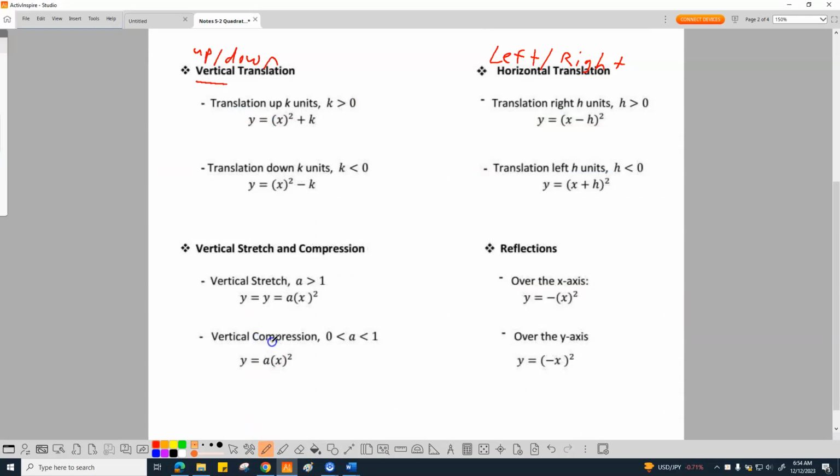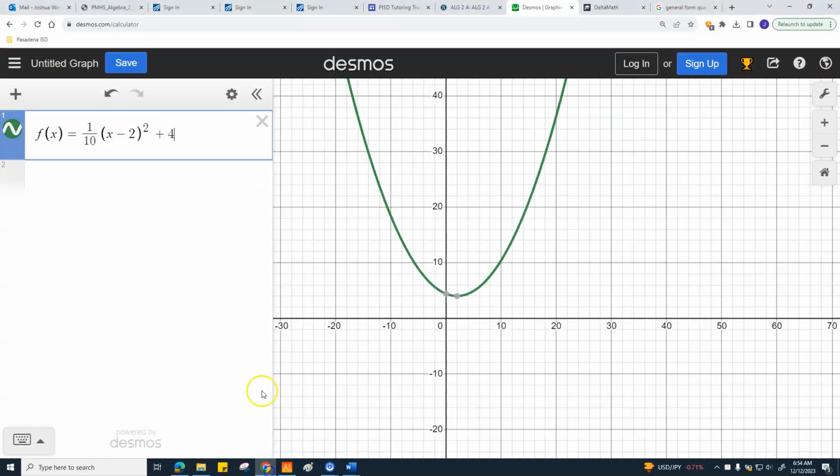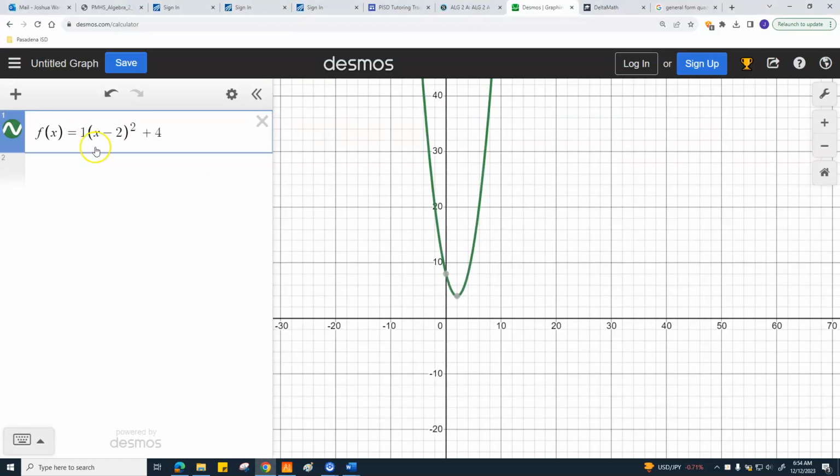It's kind of weird to think of it that way, but just remember, bigger than one is going to stretch it. A fraction is going to compress. So now I'm going to move this back to 1. Now we have to talk about what happens when there's a negative in front. You see it? Negative, it flips. That's what I wanted to show you on here, what those things do.